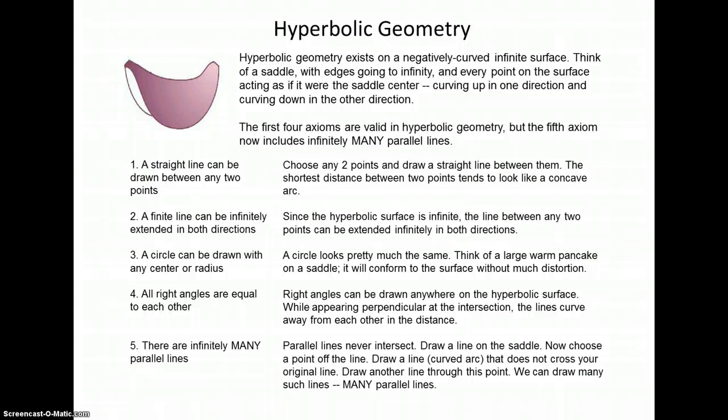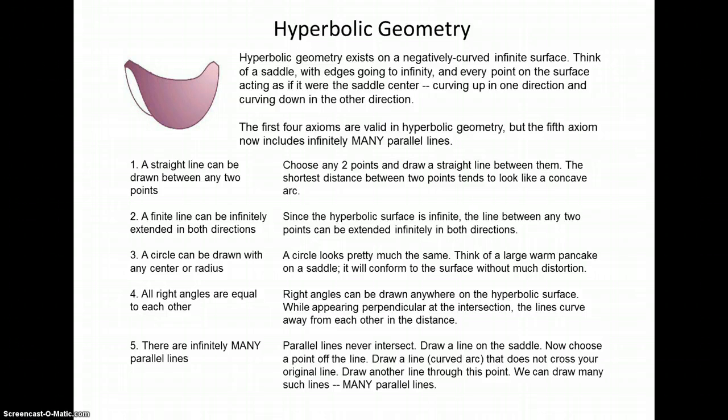Hyperbolic geometry exists on a negatively curved infinite surface. Think about a horse saddle with the edges going off into infinity, and every point on the surface acting as if it were the saddle's center, curving up in one direction and down in the other direction, kind of a reflexive point. The first four axioms also hold in hyperbolic geometry, but the fifth axiom does not. Let's check and make sure. Can we draw a line segment between any two points? Sure. Pick any two anywhere on the saddle. You'll be able to draw a shortest path or a straight line between them.